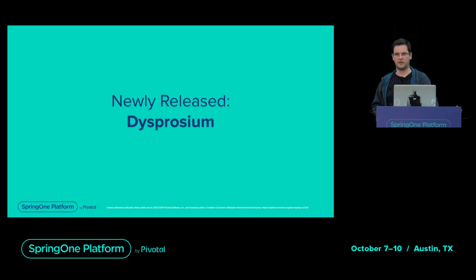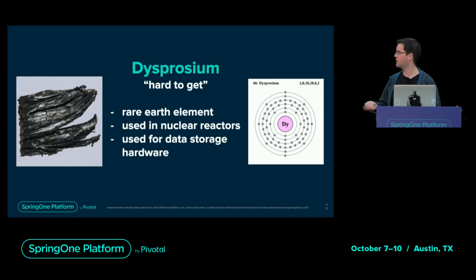Newly released as of 2 weeks ago, Dysprosium. What's with the name, by the way? Dysprosium means hard to get. Sometimes reactive programming is hard to get too. That's a rare earth element. It's used in nuclear reactors, so a pretty good link with Project Reactor, right? It's also used for hardware for long-term data storage. So yeah, I thought it was kind of cool. These are tie-ins to what we do in the programming space.